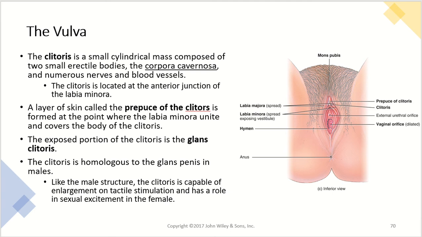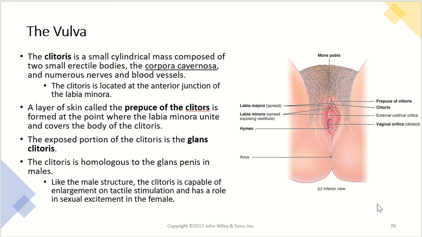Next up, we have the all-important clitoris. This is a small cylindrical mass that's composed of two small erectile bodies, the corpora cavernosa, and numerous nerves and blood vessels. The clitoris is going to be located at the anterior junction of the labia minora. You can see that right there, the clitoris, as well as the labia majora out in there, and the labia minora here.